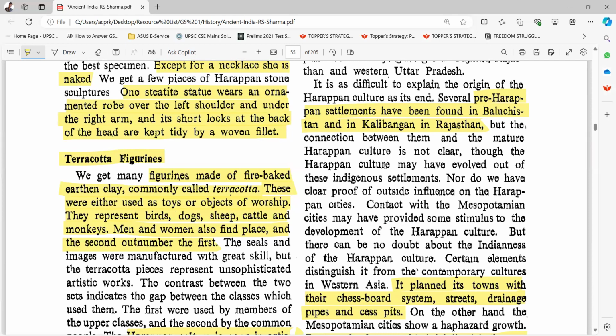Though the Harappan culture may have evolved out of these indigenous settlements, we do not have clear proof of outside influence on the Harappan cities. Contact with Mesopotamian cities may have provided some stimulus to the development of the Harappan culture, but there can be no doubt about the Indianness of the Harappan culture. Certain elements distinguish it from the contemporary cultures in Western Asia. It planned its towns with their chessboard system, streets, drainage pipes, and cesspits.